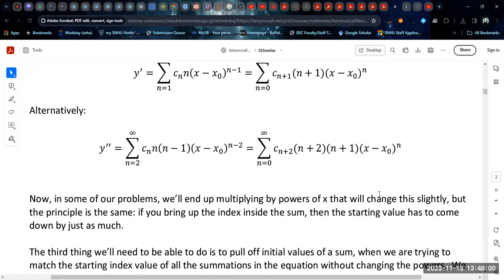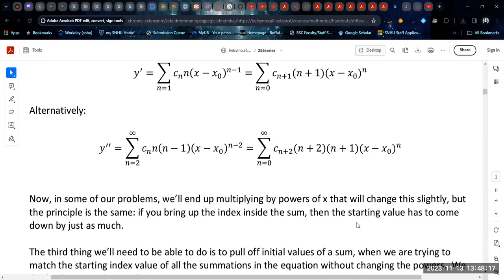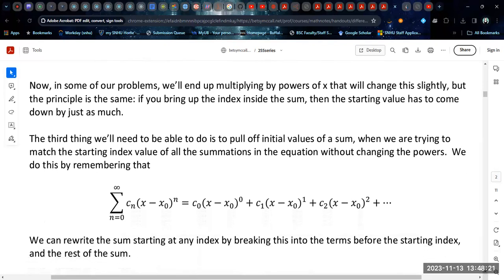Now, again, we're not going to do this before we do the substitution, because in some of our problems, we'll be multiplying by x. And so in order to get all of our powers to be equivalent, we may be starting at slightly different places. But this is how this would work when we're ready to go.